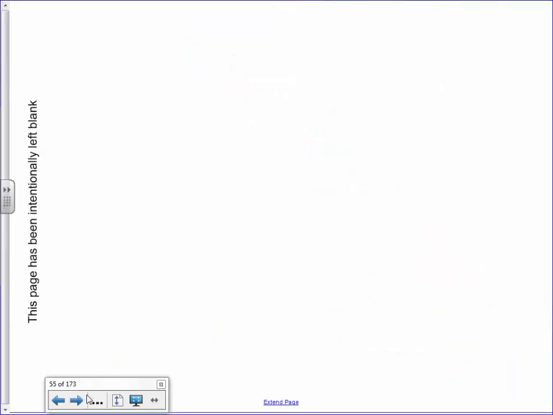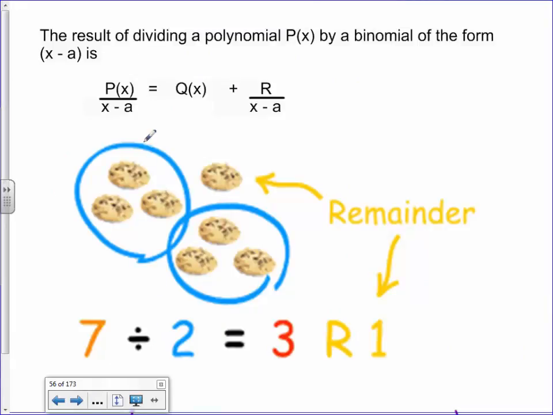So here's another way you might see this written then. If you take a polynomial and divide by some sort of binomial, you're going to get a quotient, and then you're going to get a remainder. And sometimes what we like to do is take that remainder and also divide it by the binomial.